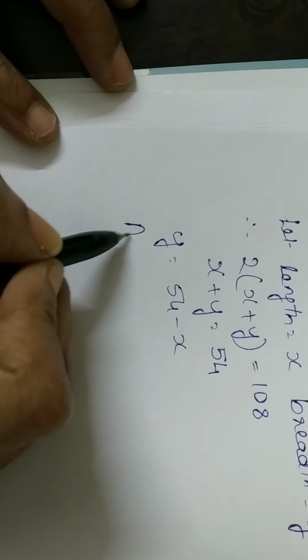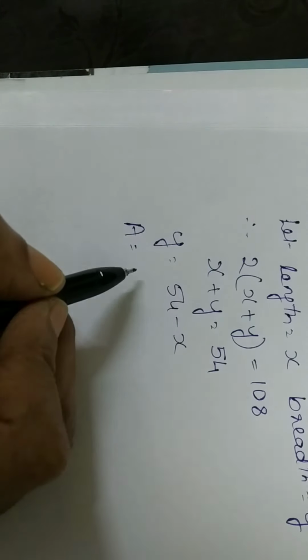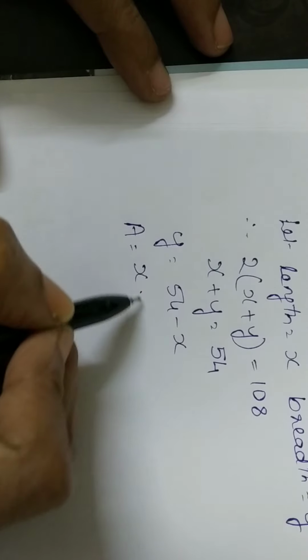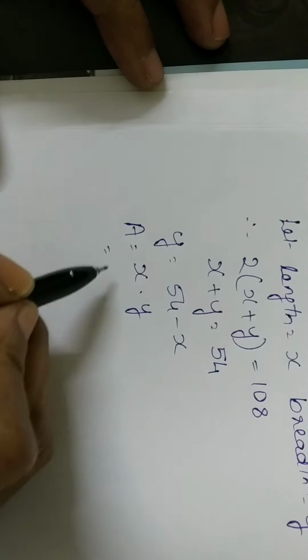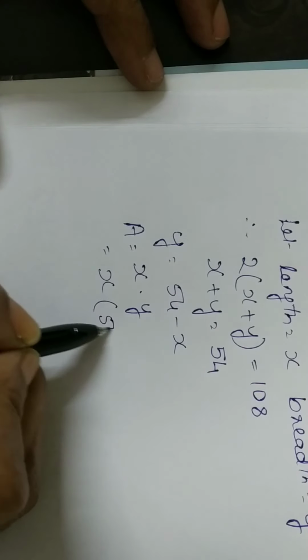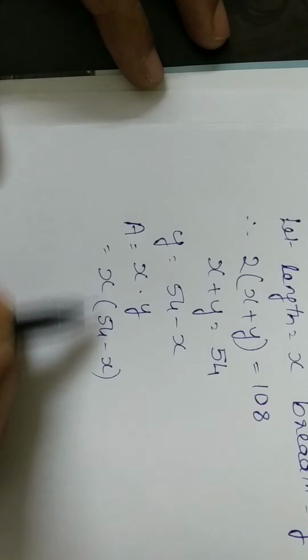Now, what about the area? Area is supposed to be maximized over here. Area for a rectangle becomes x into y, length into breadth. So we have x into (54 minus x). Okay, this becomes the function to be maximized.